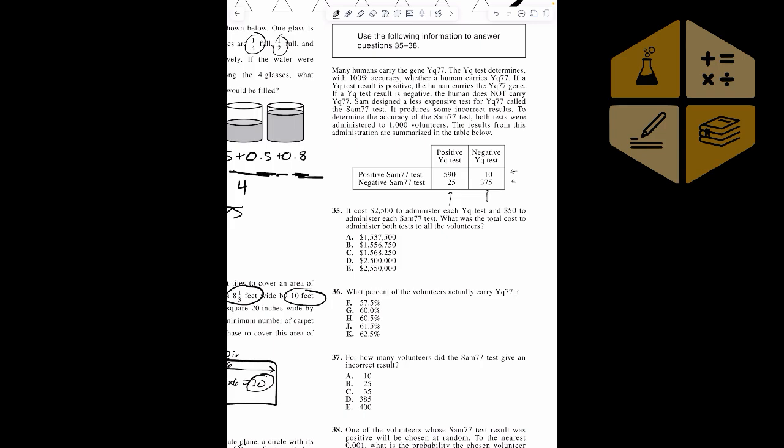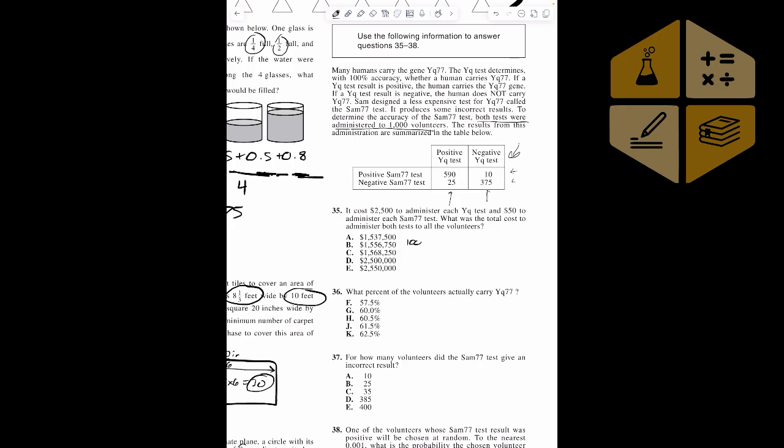So one tricky thing about this little question here is that you might think, oh, I've got to correctly add up all these things in the table. But the question says both tests were administered to 1,000 volunteers. So 1,000 times the cost of the YQ test plus 1,000 times the cost of the SAM test is going to be our result there.